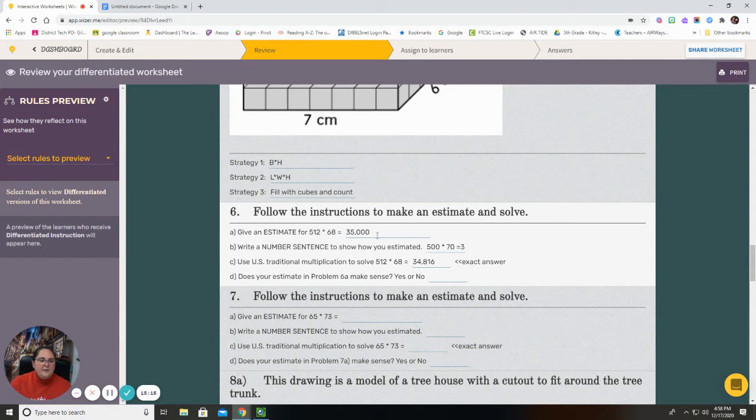Is my answer reasonable? So my estimate originally was 35,000. My answer is 34,800. Is it reasonable? Yes, please.